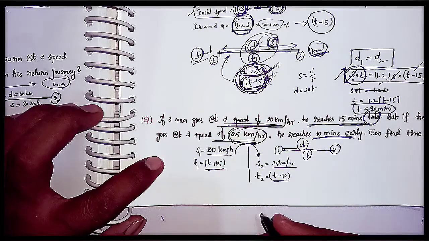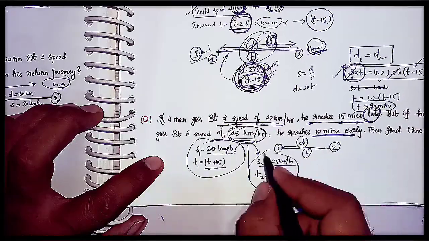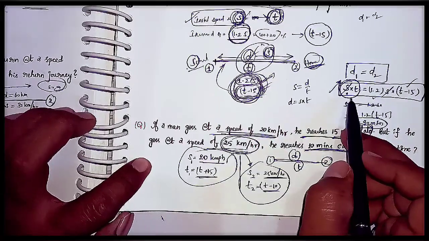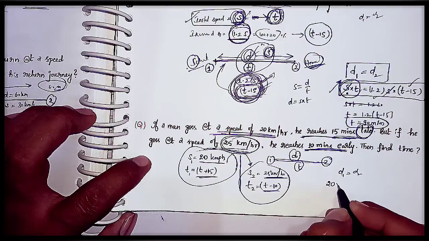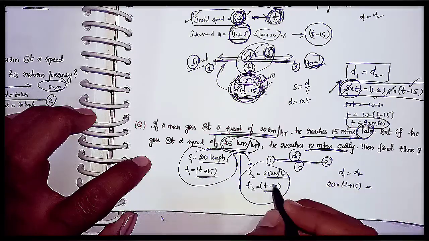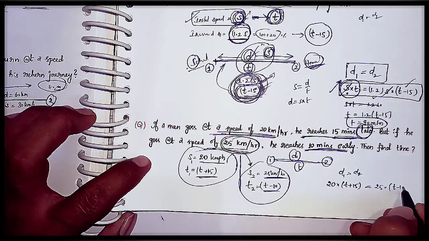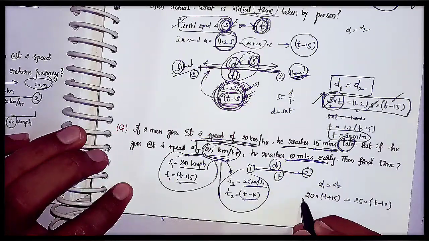10 minutes early. So as we know, in the first case he covered distance d, and in the second case also he covered distance d. That is d1 equals d2. As we know, distance is speed into time, so d1 is s1 into t1. s1 is 20, and t1 is t plus 15. And in the second case, d2 is s2, that is 25, into t2, which is t minus 10.